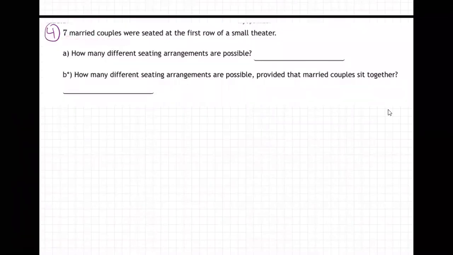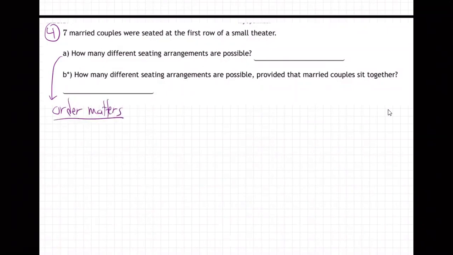Seven married couples were seated at the first row of a small theater. How many different seating arrangements are possible? Okay, so let me bring that down to here. Clearly order matters. That's the whole thing that matters on this one, right? Is what order they sit in.